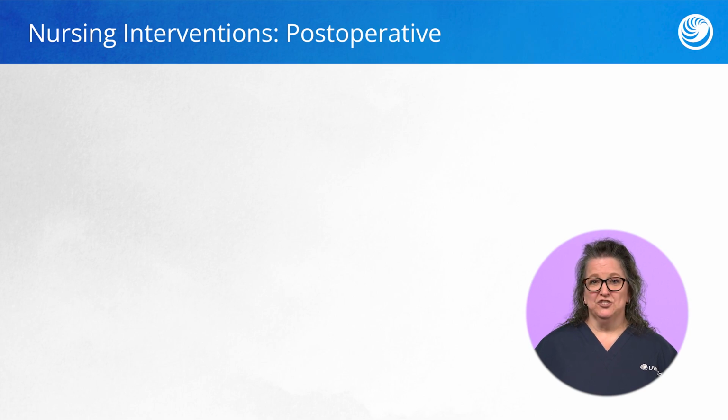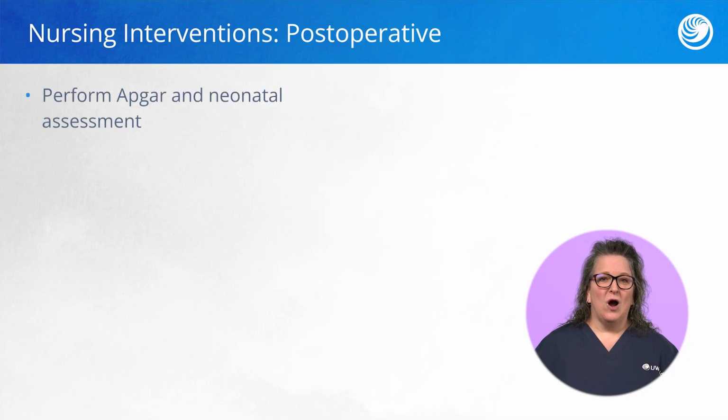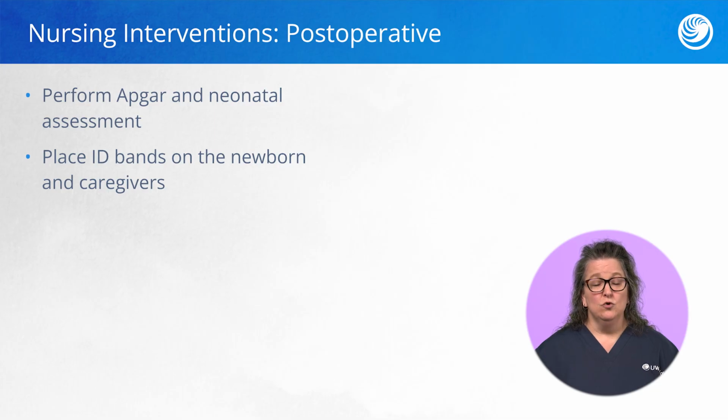Postoperative nursing interventions. Many steps are the same as what you would do for a vaginal delivery, and also what you would do for a client after any surgery. Perform APGAR and neonatal assessments. Place ID bands on the newborn and caregivers as soon as possible as a safety precaution. This is done prior to leaving the operating room.